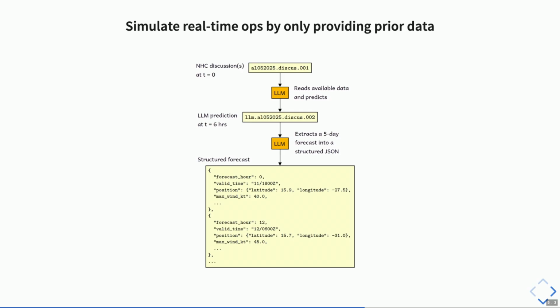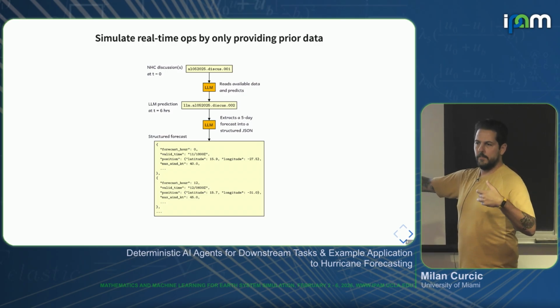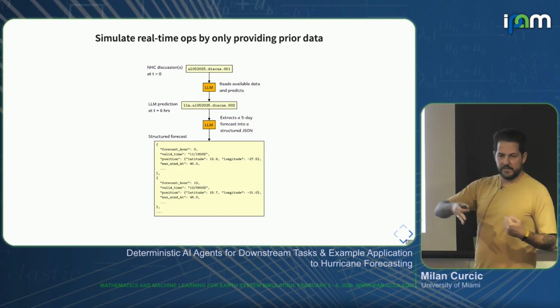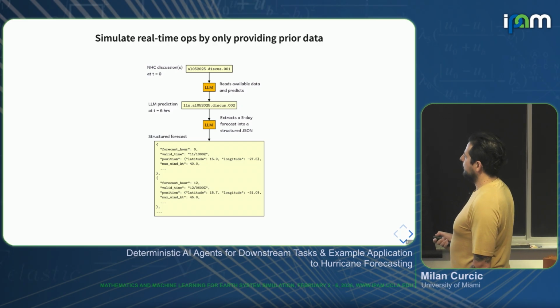Okay, so we're getting to the dumb part. I'm going to try to simulate real-time ops by only providing prior data. So we have these discussion products. This box just symbolizes a file, a chunk of text, which is an NHC discussion at T0. And I give this to an LLM that reads available data. When I go further along in the storm's history, I also give it the full history of that storm. Not only the previous discussion, but all previous discussions, as we march forward.